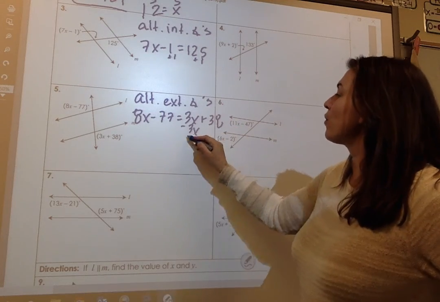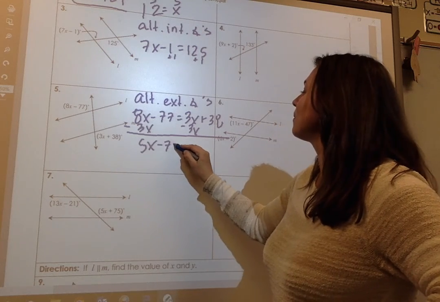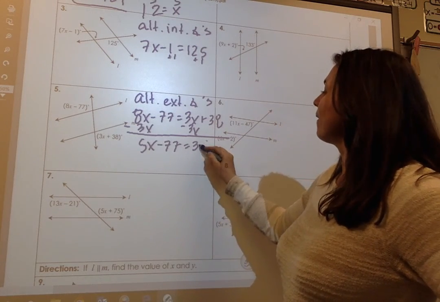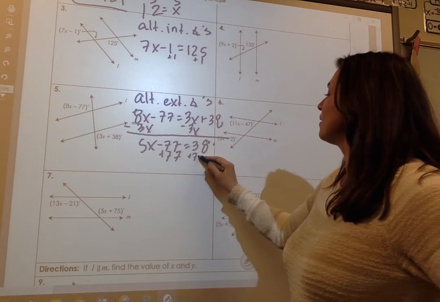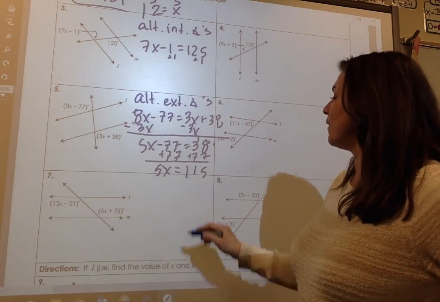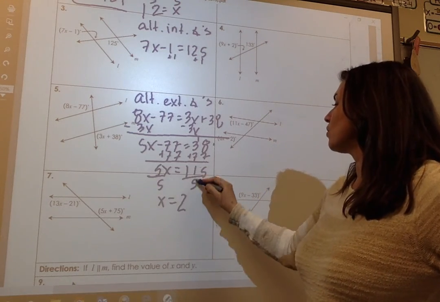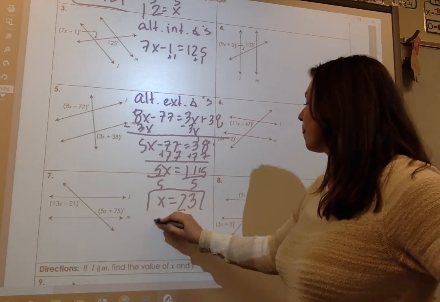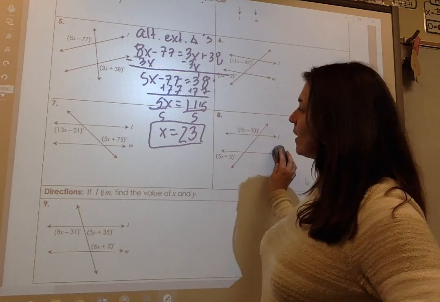I'm going to subtract 3x on both sides. This stuff should be old hat by now. And then I'm going to add 77 to both sides. And I get 5x equals 115. Divide by 5. And I get x equals 23. Okay? That's number 5.